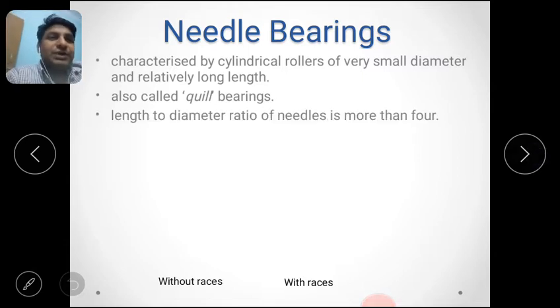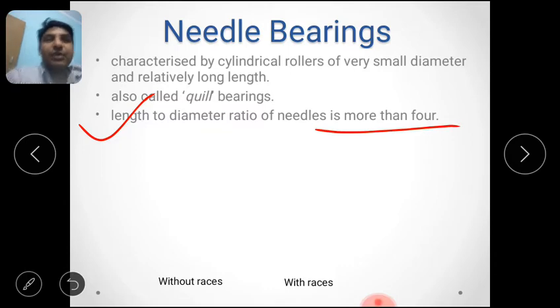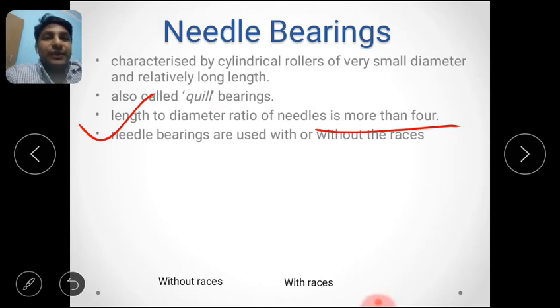The length to diameter ratio of a needle is more than 4. In this case, how will you know whether it is a needle bearing or a cylindrical roller bearing? This line will tell you: if the length to diameter ratio of the roller is more than 4, then it will be termed a needle bearing. Otherwise it will come into the category of cylindrical roller bearing. So this is the line to differentiate between cylindrical roller and needle bearing. In the next point, you will see needle bearings are used with or without races.